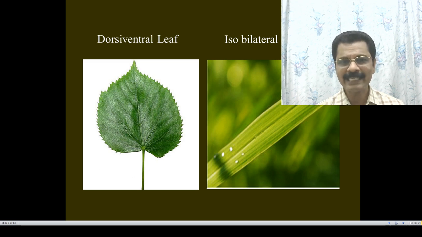Here you can see the isobilateral leaf. Both sides are similar. That means it is called isobilateral leaf, the characteristic feature of monocot leaf. There are two types of leaf. Could you follow me?